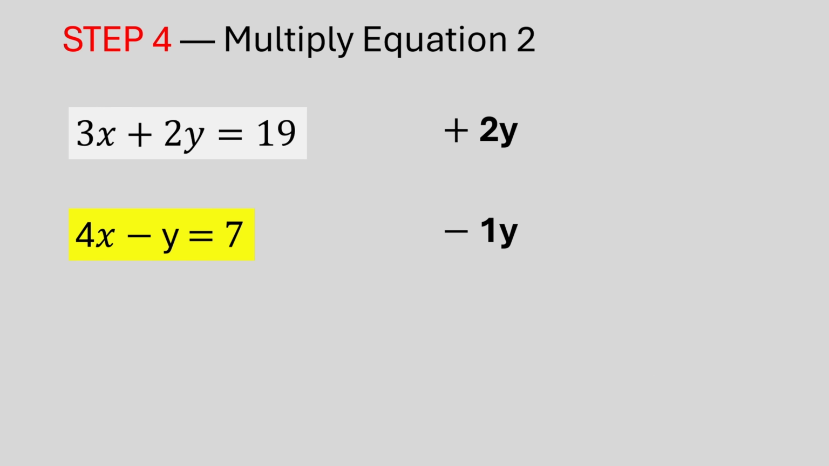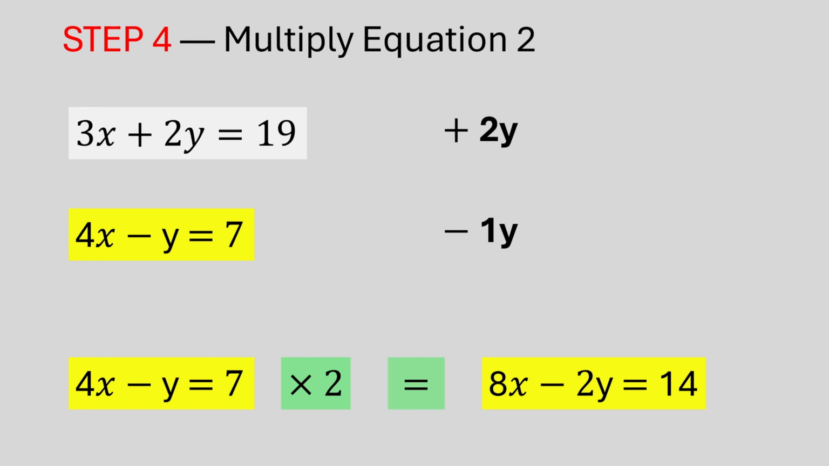Step 4. Multiply equation 2. 4x - y = 7, times 2. We get 8x - 2y = 14. Now rewrite the system. Equation 1: 3x + 2y = 19. Equation 2, new: 8x - 2y = 14.